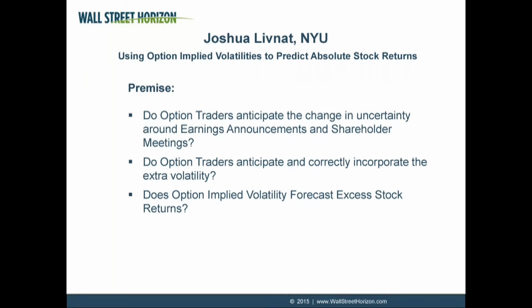The third paper I want to talk about is by Joshua Livnat from NYU, which is talking about option implied volatility and whether that predicts excess returns. So he's trying to ask two questions. One, from an options perspective, is the options market correctly incorporating this excess volatility around the earnings announcement or shareholders' meetings? He does both. And the second question is, does this excess volatility forecast some type of excess stock return around these events?